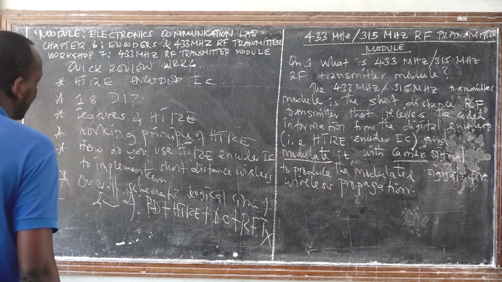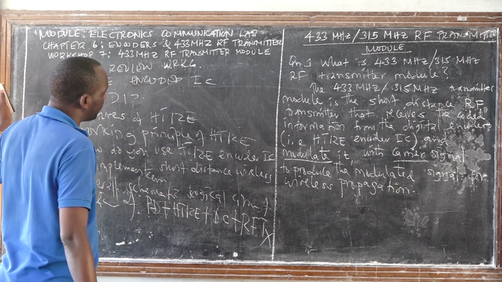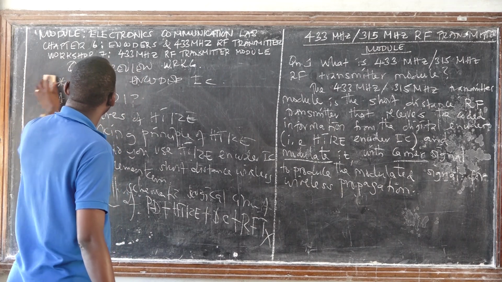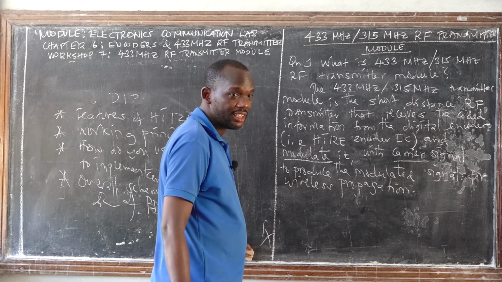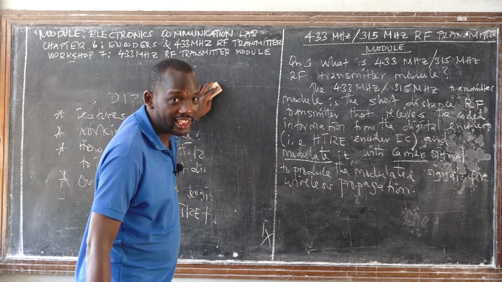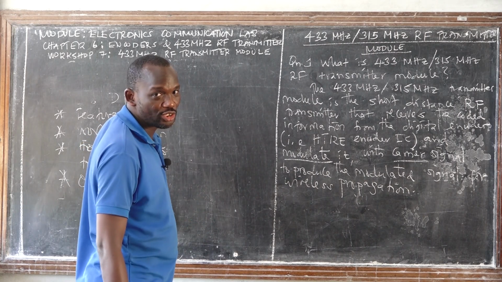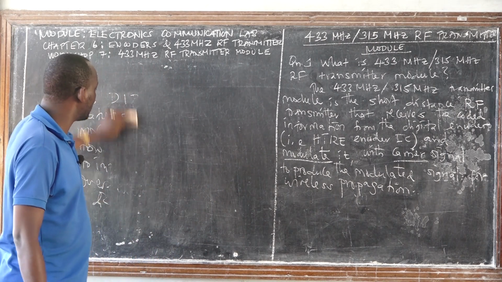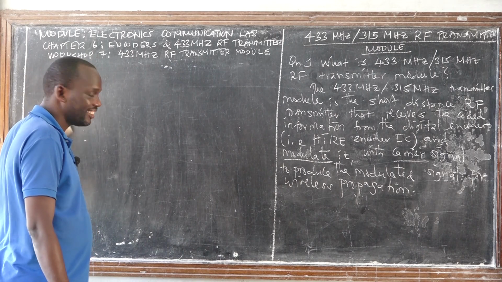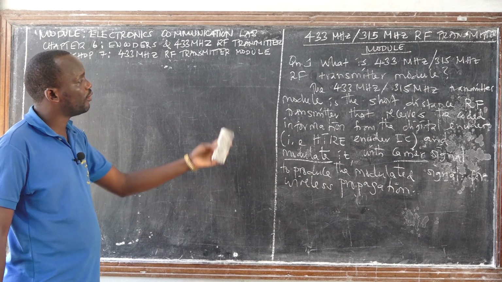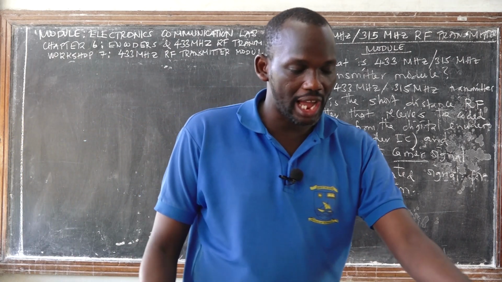Okay, again, Class A 433 megahertz or 315 megahertz RF transmitter module. Are you serious? So, 433 megahertz, 315 megahertz RF transmitter module.